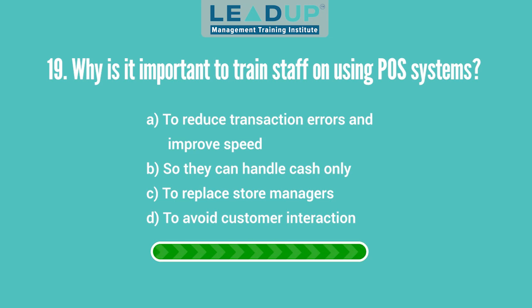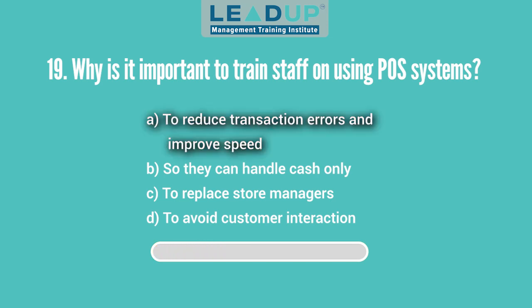Question 19. Why is it important to train staff on using POS systems? A. To reduce transaction errors and improve speed. B. So they can handle cash only. C. To replace store managers. And D. To avoid customer interaction. Answer: to reduce transaction errors and improve speed.